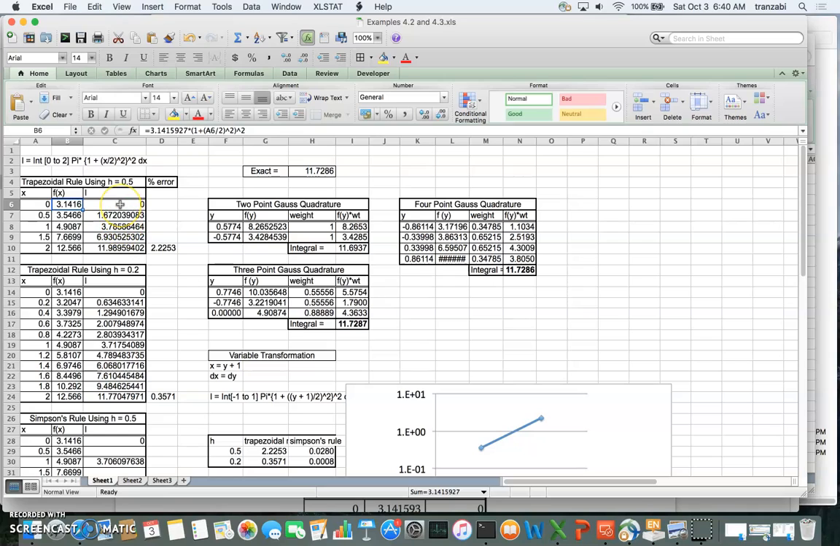Now I'm going to calculate the integral using trapezoidal rule. The first point is 0 because we don't have any area under that single point. For the next point, I have to calculate the area from here to here.